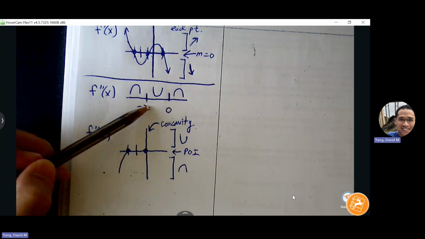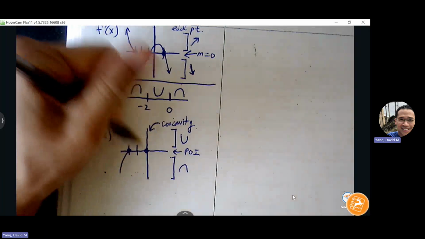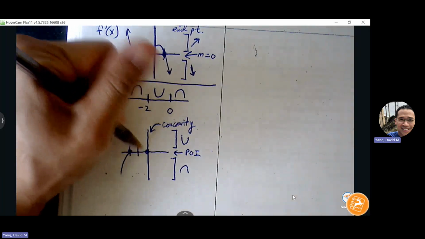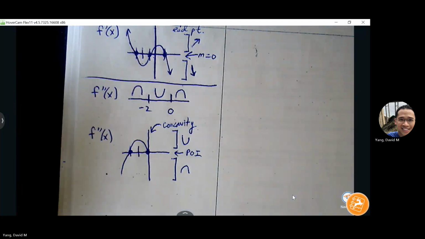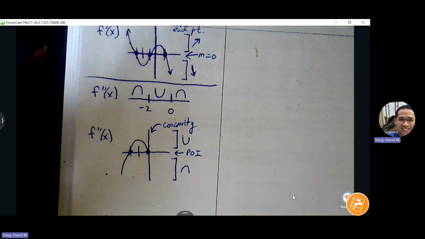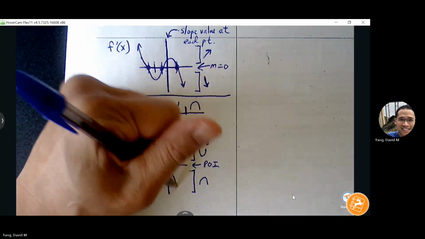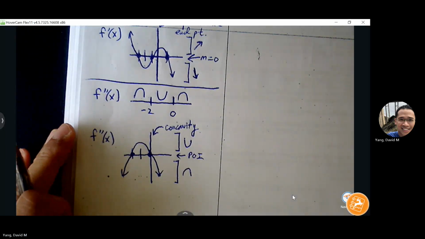Okay, where do you want the graph to live between -2 and 0? Above, but it's going to have to come back down, so it's going to be a loop. We don't have to worry about how high or how low it goes. You just have to make a loop down. And then what's happening to the right of 0? Going back down. Okay.